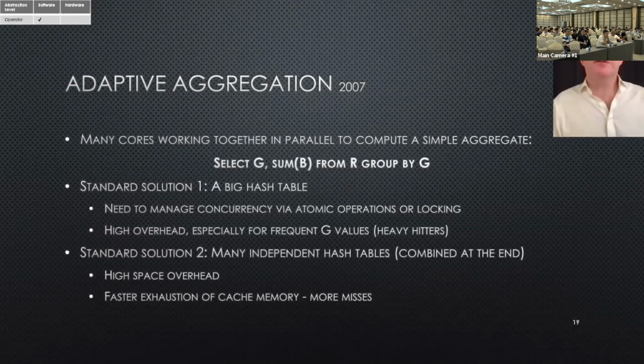An alternative solution would be to use many independent hash tables and combine those hash tables at the end. This has very high space overhead. If you have to store a hash table of size proportional to the grouping cardinality on every thread, you've just multiplied your space budget by the number of threads, which could be very high. And you exhaust your cache memory more quickly, so you'll get more cache misses and so on. So neither of these solutions is entirely ideal.